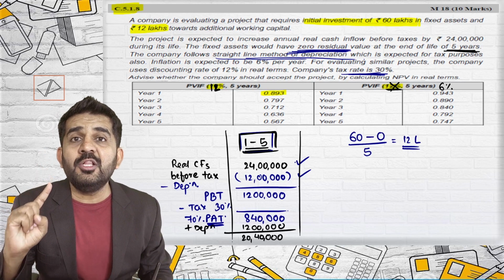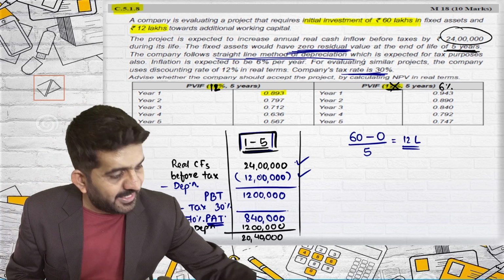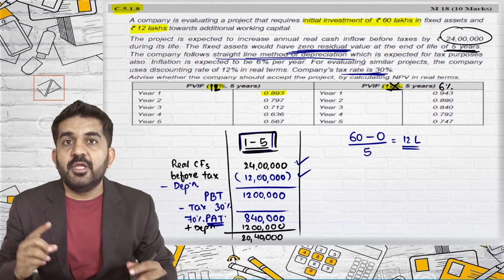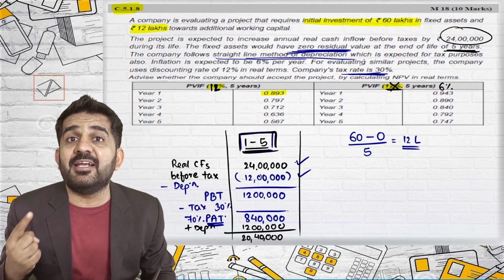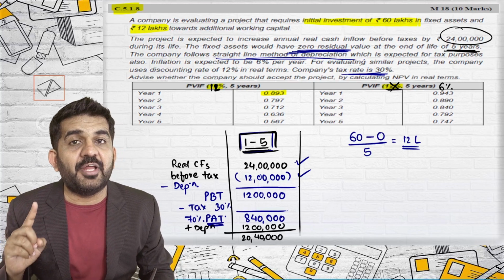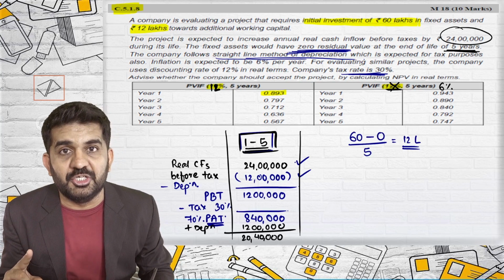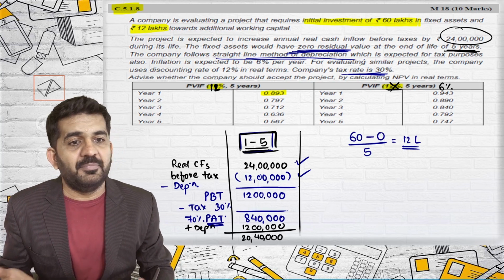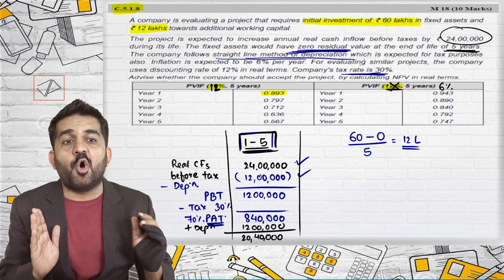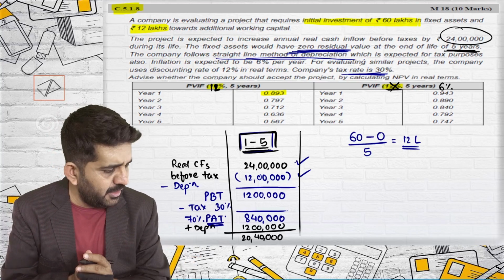Number one, the cash flow in all the years was the same, 24 lakhs. Depreciation is by the straight line method. In the straight line method, depreciation remains the same every year. So that figure is also the same. There are no other figures except taxation. So all the figures are the same for all 5 years.